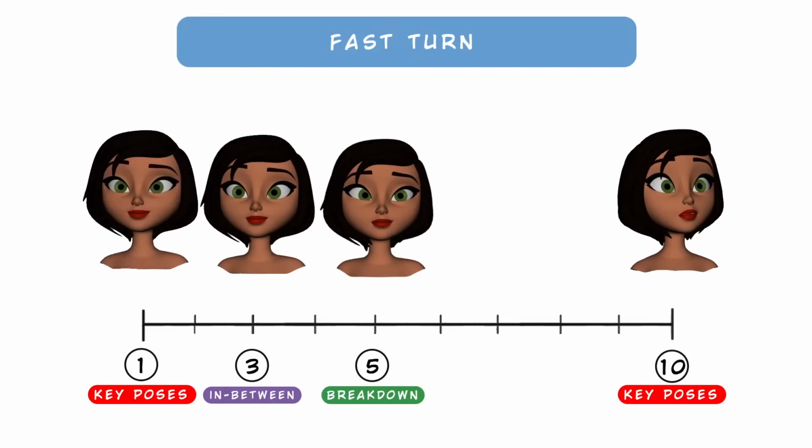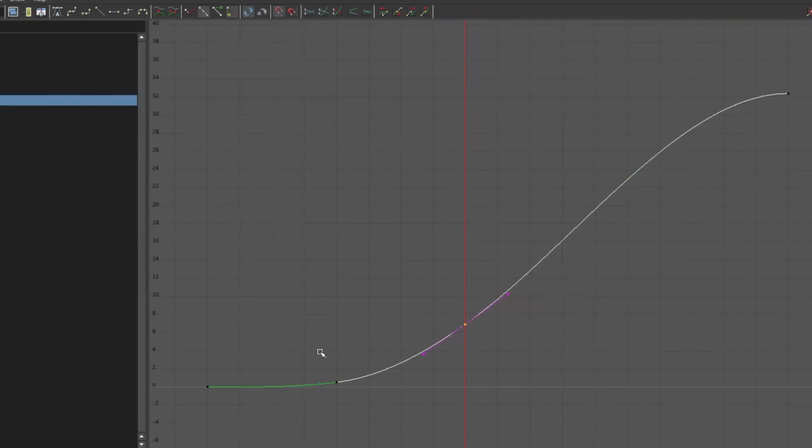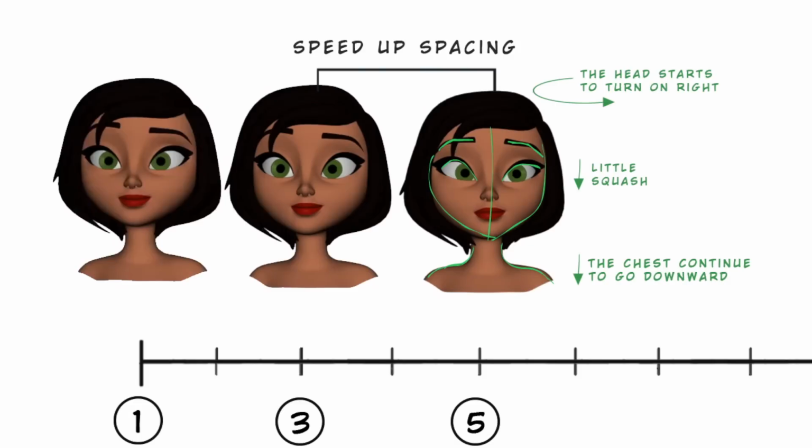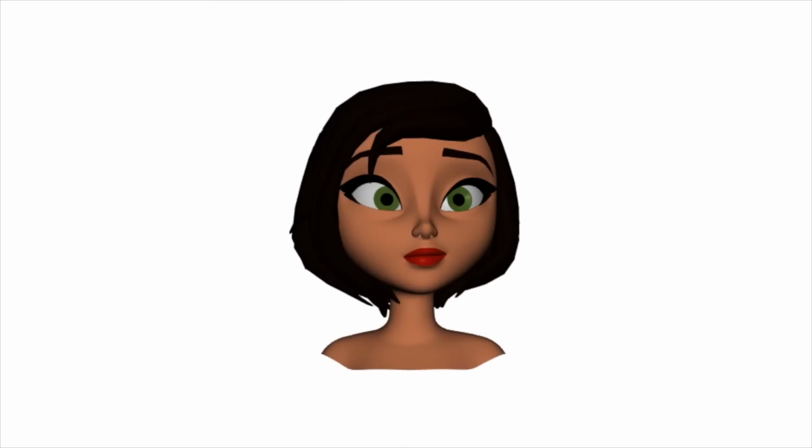Now let's add the breakdown at frame 5, where the chest continues to go down, still just a bit, but we speed up the spacing of the head rotation. So the head starts to rotate on the right, and we continue to squash the head just a bit. So the head volume deforms, decreasing in height and increasing in width.